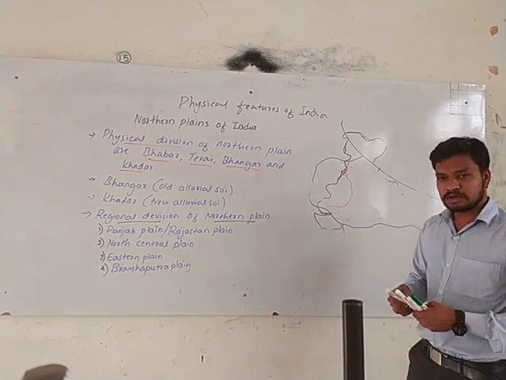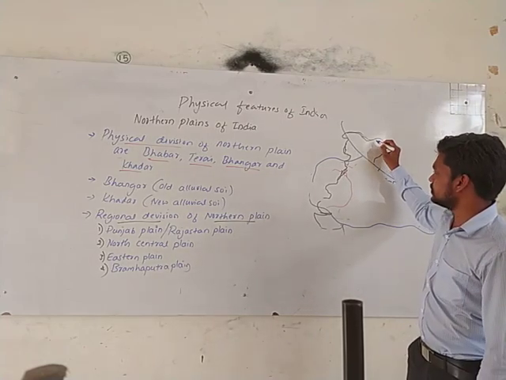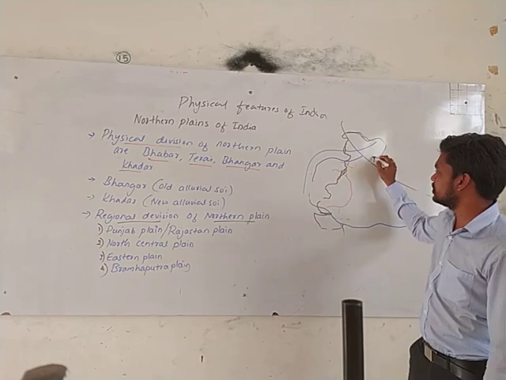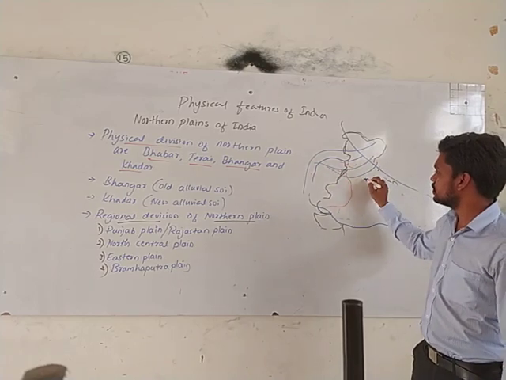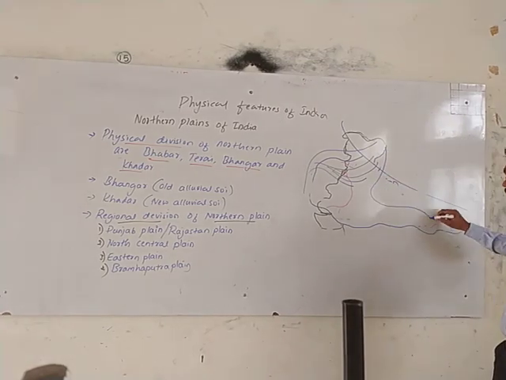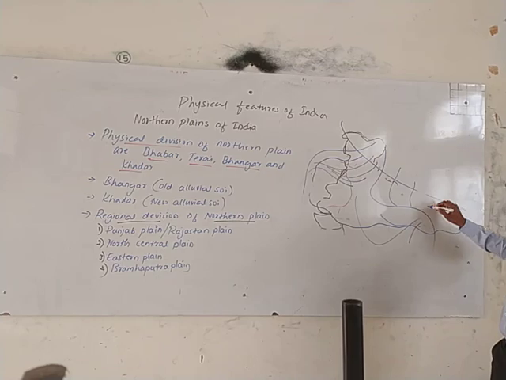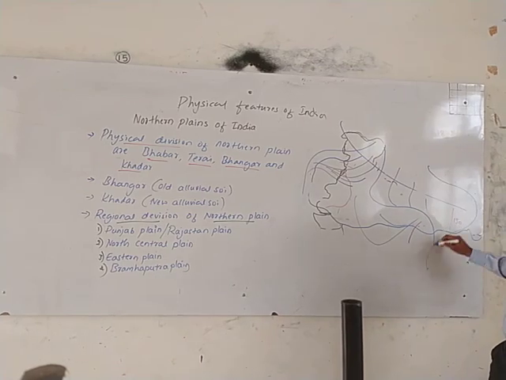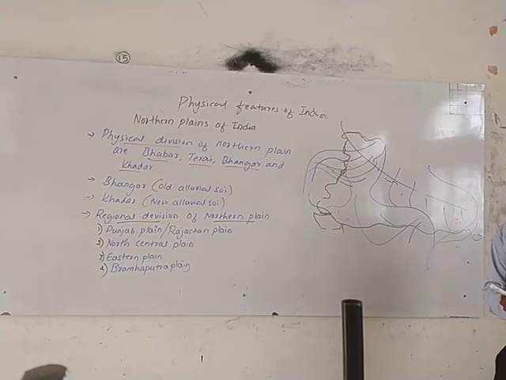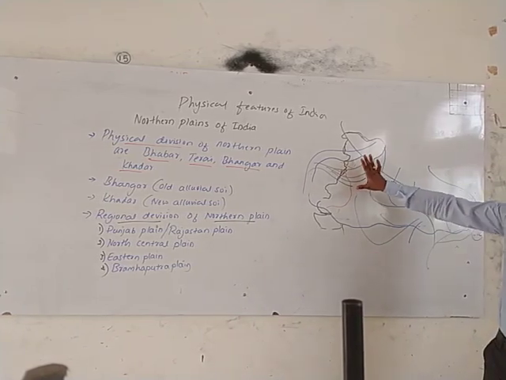Okay. So we have the river Indus, which flows over here, and all the tributaries of Indus. And we have here the river Ganga and its tributaries. And here we have Brahmaputra. So we have four regions, four plains.